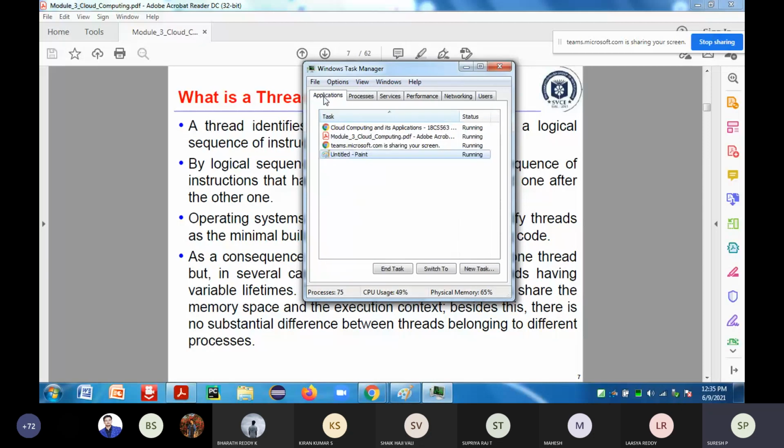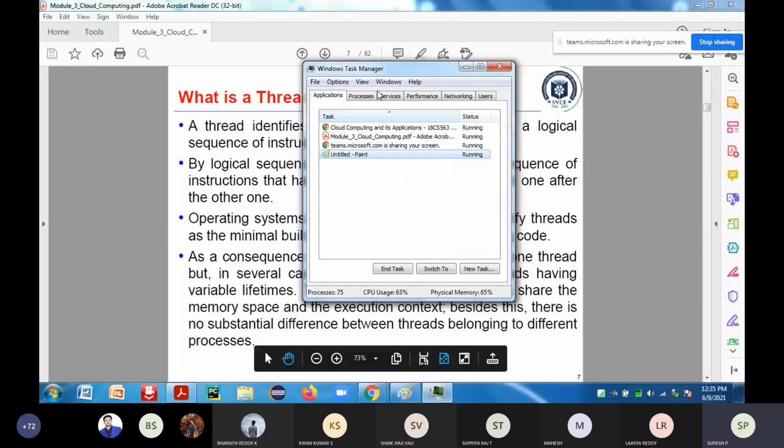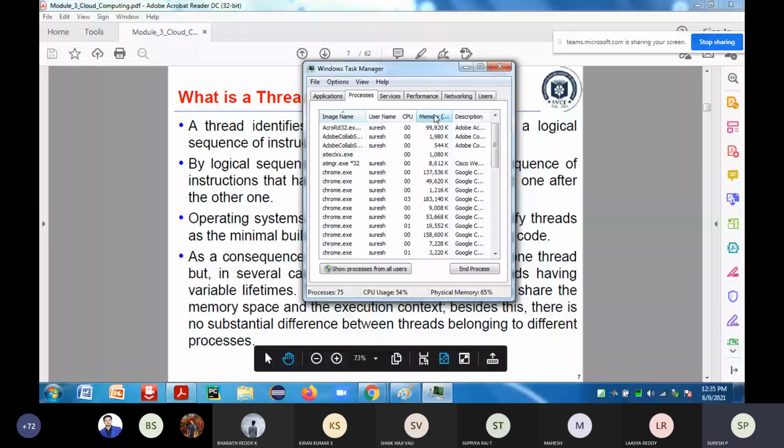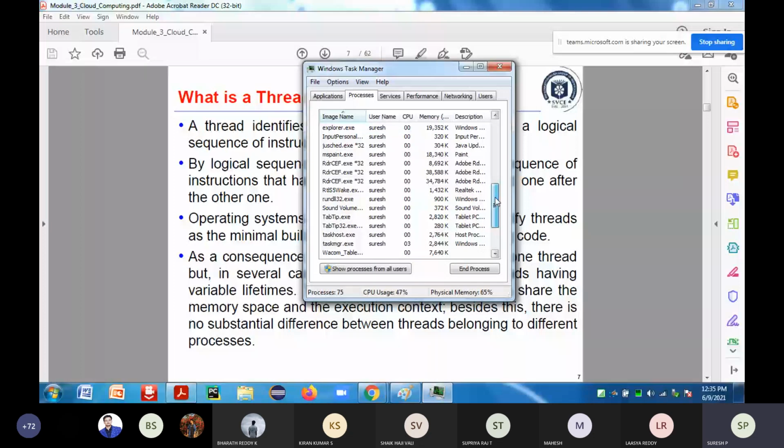That particular driver, the process which is controlling your writing pad, is not shown here, but it will be shown in the process. You can see it here, so you can go and see the process. In that process, you can see that the vacuum tablet is what I am using. So this particular process is running in the background.